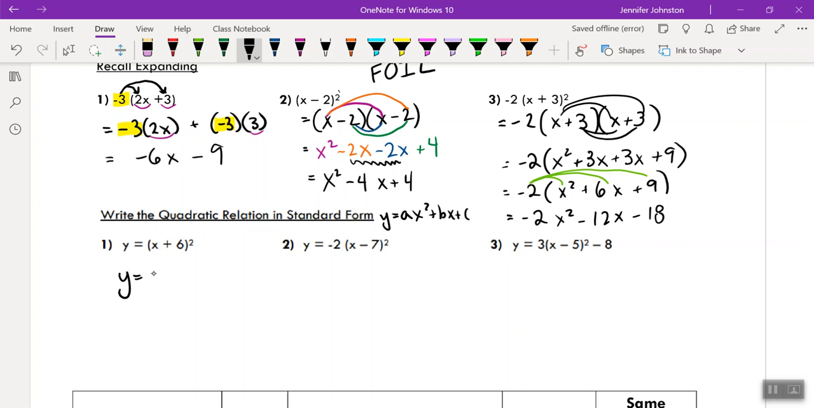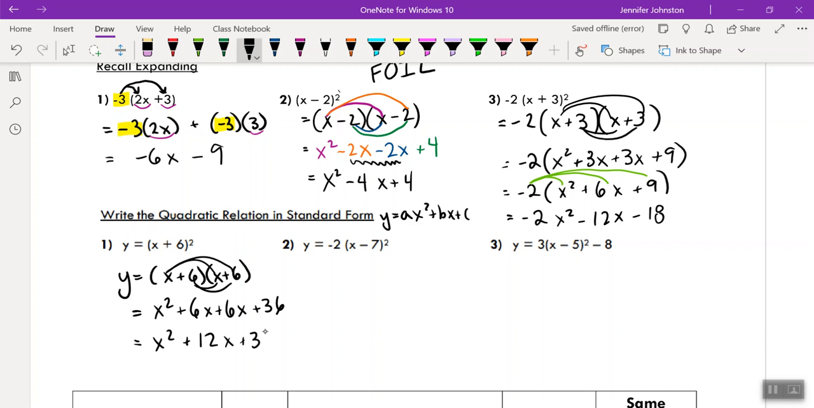So no more brackets. So we have x plus 6 times x plus 6. Go ahead and try that one out. X times x is x squared. X times 6 is 6x, plus 6x right here, and plus 36. So we got x squared plus 12x plus 36.